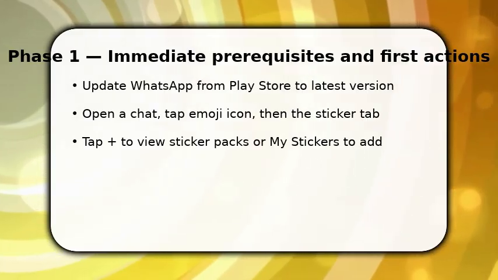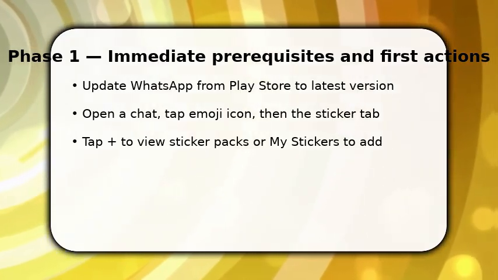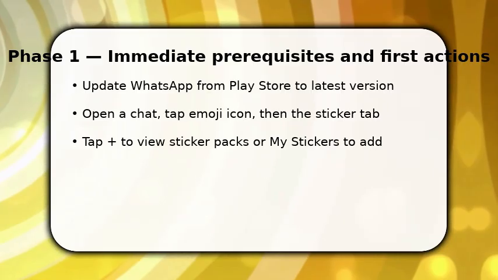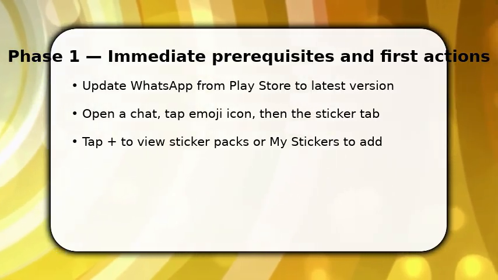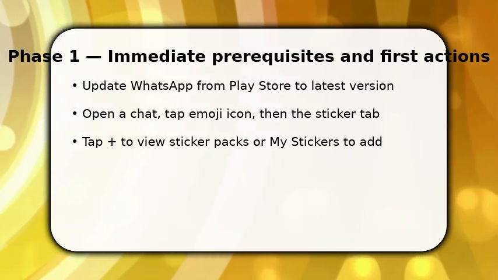You need WhatsApp updated. Open a conversation now and tap the emoji icon, then select the sticker tab. Once there, press the plus icon to browse packs. You can also pick My Stickers to see installed sets. This is where you add, remove, or reorder.